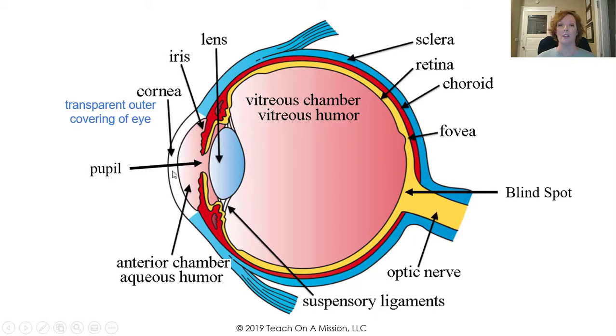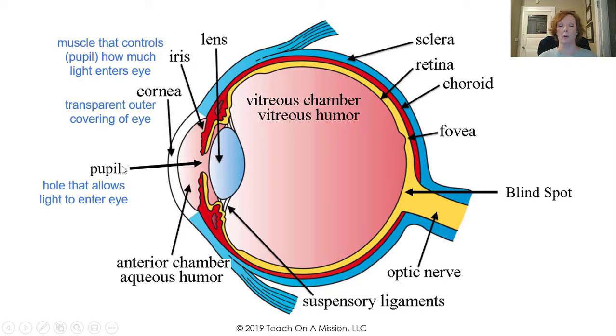So we are starting at the left side. And if you imagine yourself traveling through the eye with light, or as if you were light, this is the first item that you're going to come into contact with. This is the transparent protective covering of the eye. It's clear. And then you have the pupil. This is the hole that lets light into the eye. It is controlled by a muscle that controls how much light enters the eye.